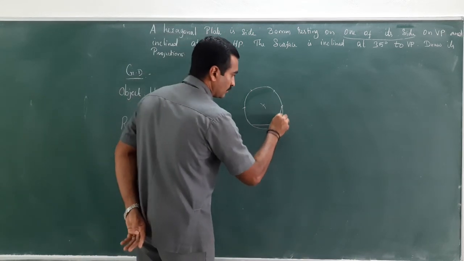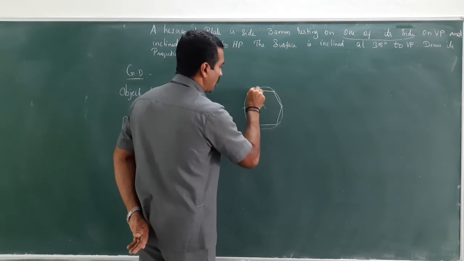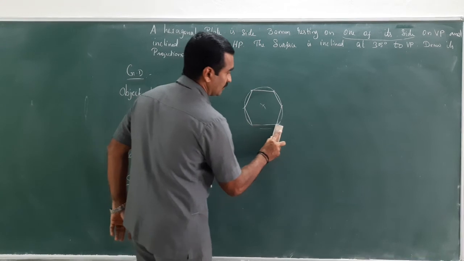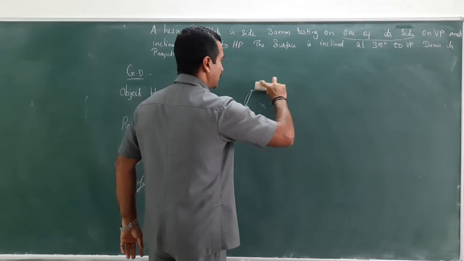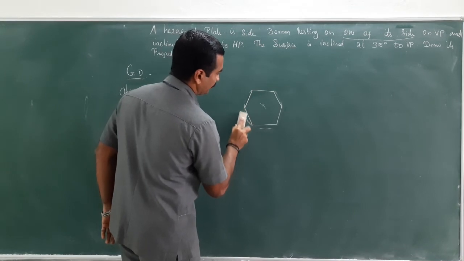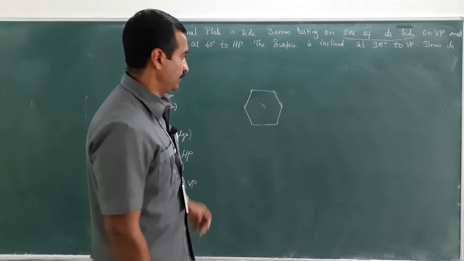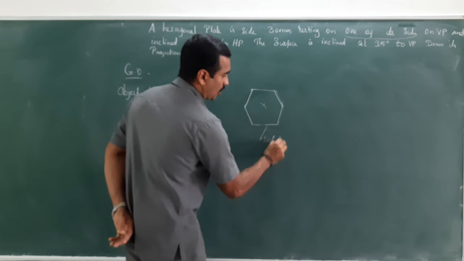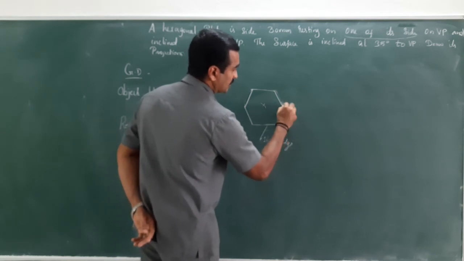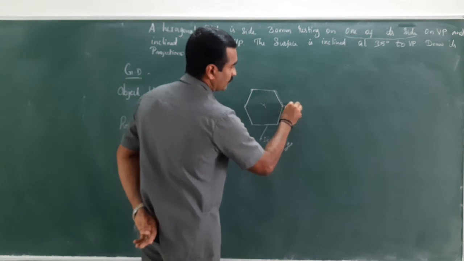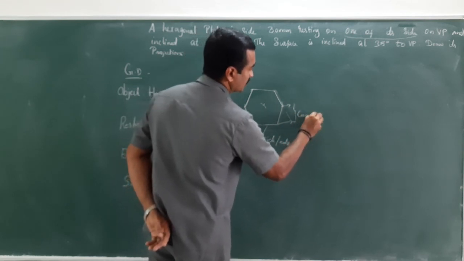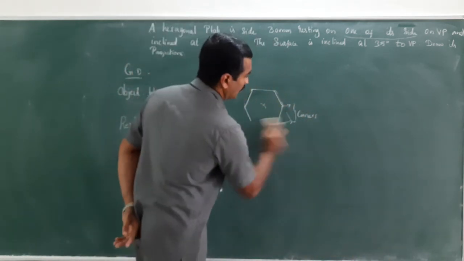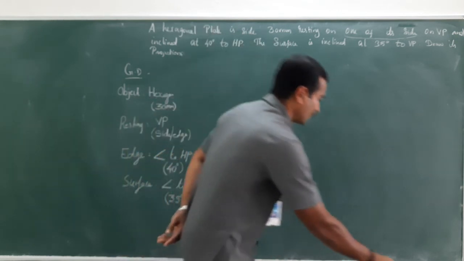Now connect all the points. You will get a hexagon. Look at here. You have drawn a hexagon. Is it clear? So now these are the sides or edges. What about these? These are corners. Right. So now I am going to start drawing the projections here.